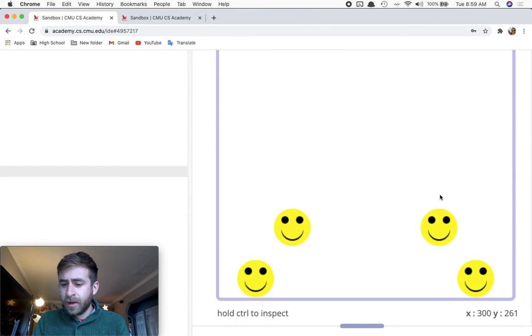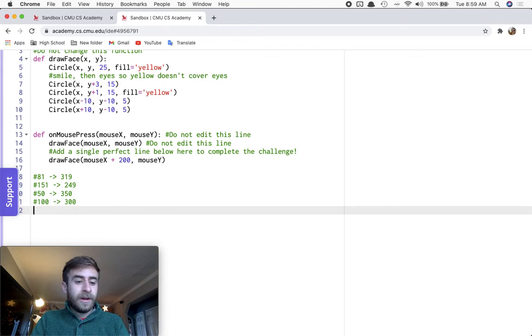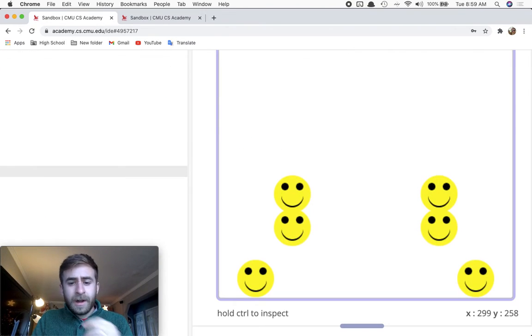What if I did 300? It made it go to 100. Oh, so it's going to be doing the exact opposite thing, which makes sense. Let's try one more that hopefully weirds you out a little bit. If I do 200, notice it looks like I only make one. 200 stays the same.